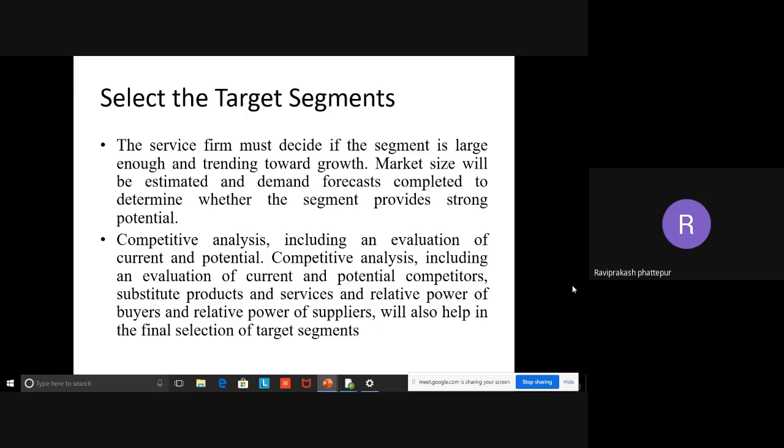Next, competitive analysis, including the evaluation of current and potential competitors. So whether there are many competitors, also potential substitute products and services, as well as the power of the buyer as well as the seller. So whatever characteristics we saw, again they are coming here. What we have to do is find out the size, the market growth forecast, and whether you will be sustaining in the market, as well as the buying power of the customers, the relative power of the suppliers, the relative power of the competitors, as well as the substitute products in the market segment.